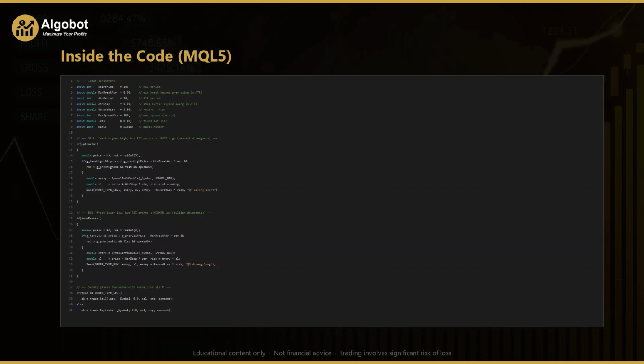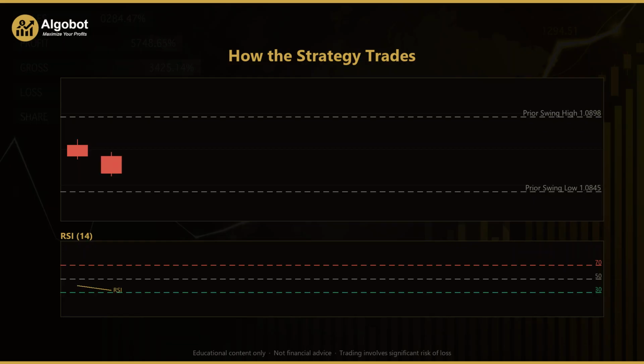Finally, the send helper does the actual order placement, calling trade.sell for shorts and trade.buy for longs, each with the normalized stop loss and take profit. That's the whole engine in a nutshell. Let's bring the logic to life on this illustrative chart.